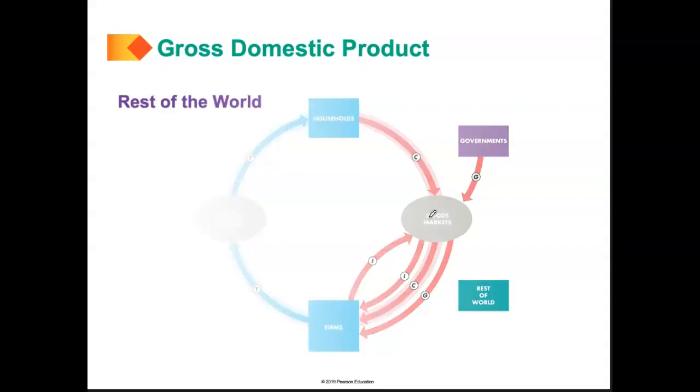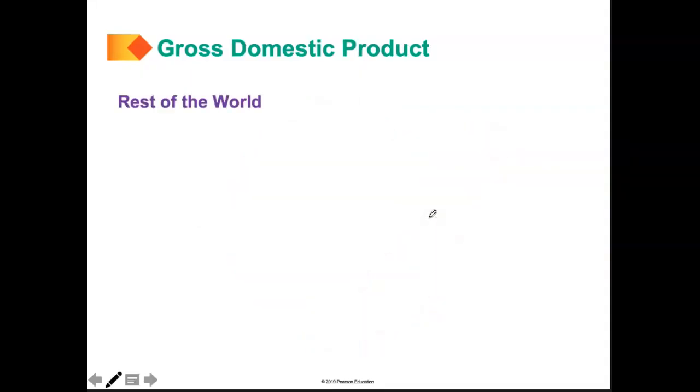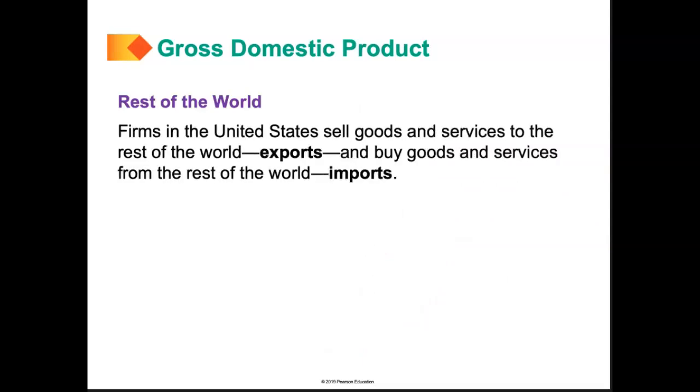And then finally, we have the rest of the world. For the rest of the world, we need to look at exports, because we actually interact with the rest of the world. Exports is when the United States produces a good and sells it to the rest of the world. For example, the United States produces Nike shoes and sells them to the rest of the world. That's an example of an export. If the United States produces Apple iPhones and sells them to the rest of the world, that is an export.